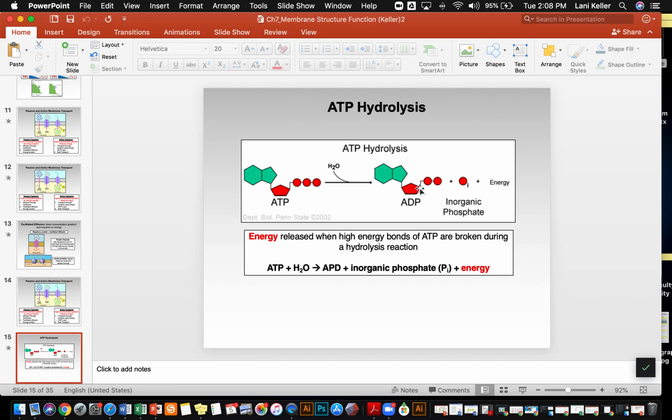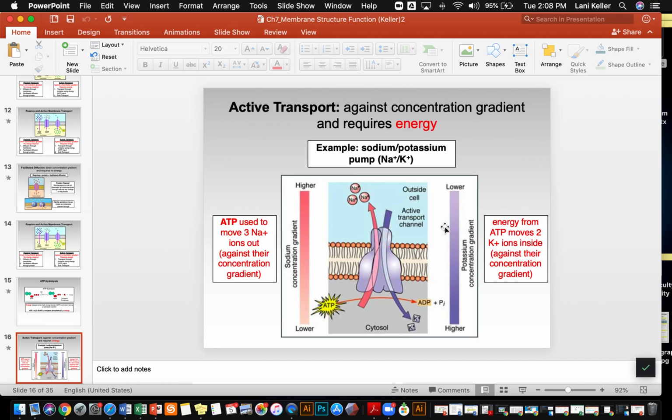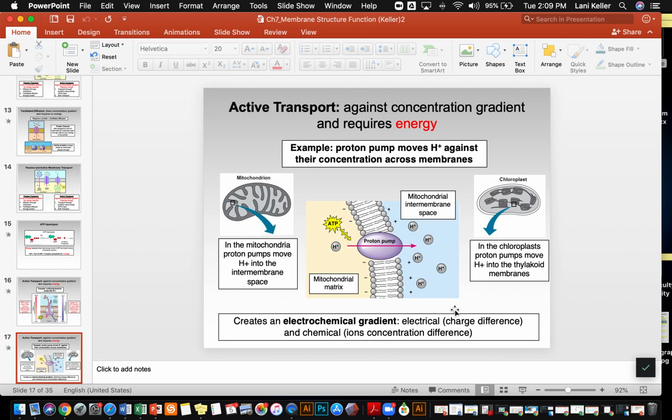If you involve the hydrolysis of ATP, meaning you are breaking one of these bonds in ATP to make ADP, you get a lot of energy released. So in active transport, you are moving things against their concentration gradient. The best example is the sodium-potassium pump, where you move sodium out against its concentration gradient and move potassium into the cell against its concentration gradient. It takes a lot of ATP to do that.